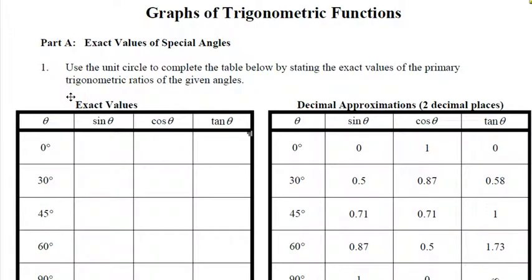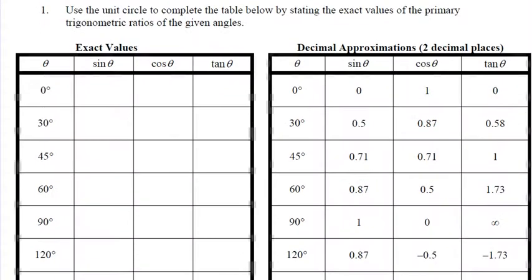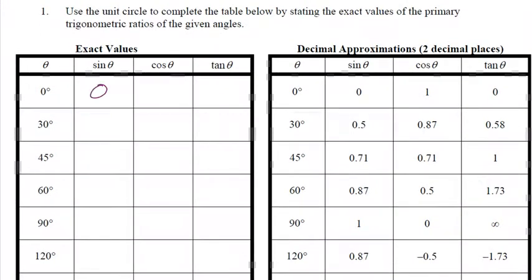Use the unit circle to complete the table below by stating the exact values of the primary trig ratios of the given angles. Sine theta, you're looking at which, X or Y? Y. So all you're going to do is work your way around the circle, writing down the Y values, which start at 0, and then they climb up.